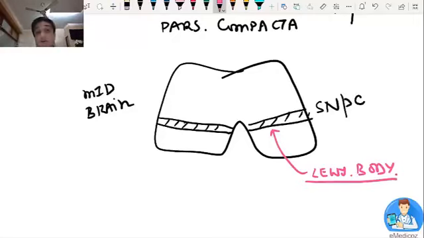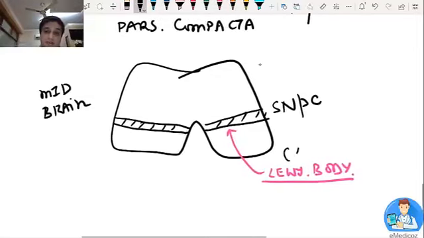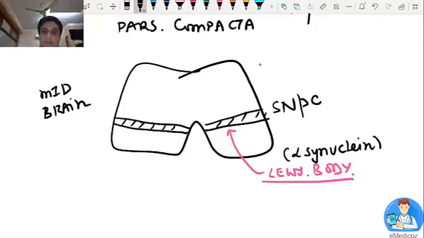Now what does a Lewy body actually contain? The Lewy body actually contains a substance inside it which is known as alpha-synuclein. So have these names in your mind: there is a Lewy body which contains alpha-synuclein, and it deposits in this part.